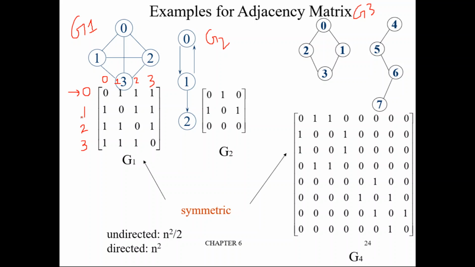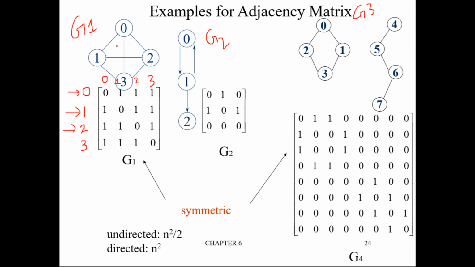Now come to the second row. Node 1 to node 0, is there a link? Yes, put a 1. Node 1 to node 1, is there a self loop? No, 0. Node 1 to node 2, is there a link? Yes, so keep a 1 here. Node 1 to node 3, is there a link? Yes, so keep a 1 here. Similarly, so on and so forth, continue.